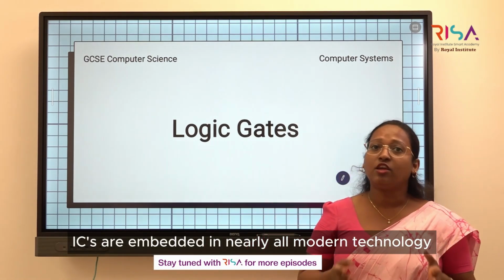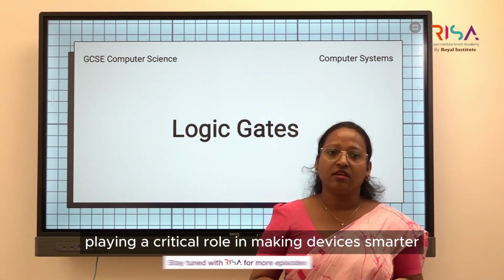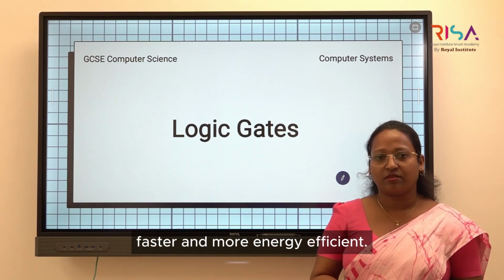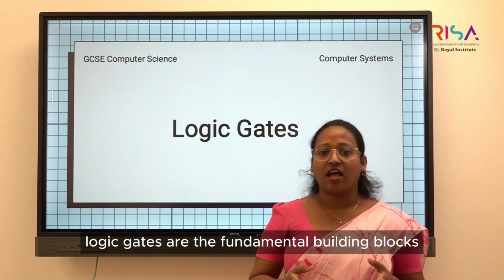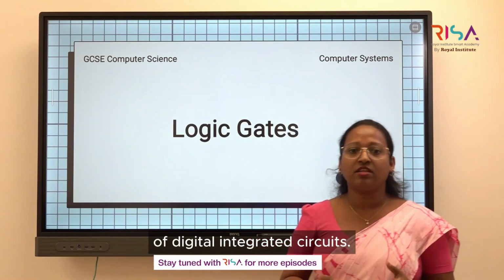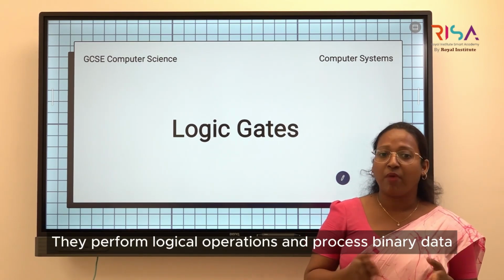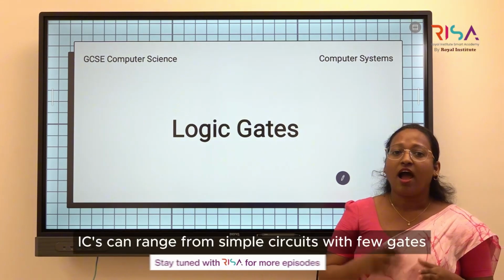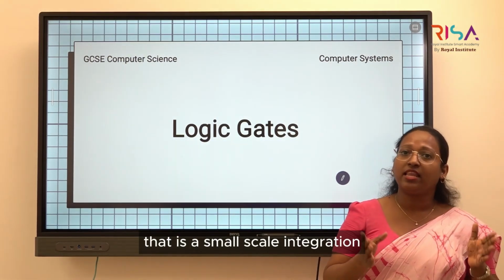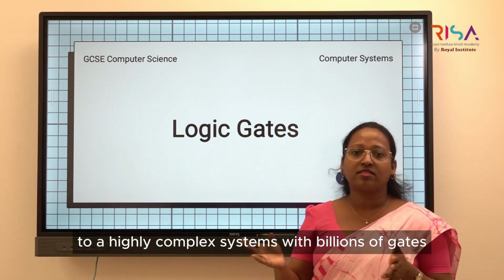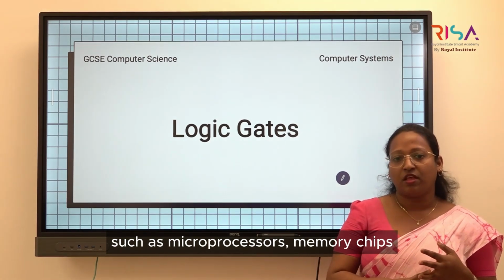ICs are embedded in nearly all modern technology, playing a critical role in making devices smarter, faster, and more energy efficient. Integrated circuits and logic gates are intricately connected because logic gates are the fundamental building blocks of digital integrated circuits. They perform logical operations and process binary data in ICs. ICs can range from simple circuits with few gates, that is small-scale integration, to highly complex systems with billions of gates, such as microprocessors and memory chips.